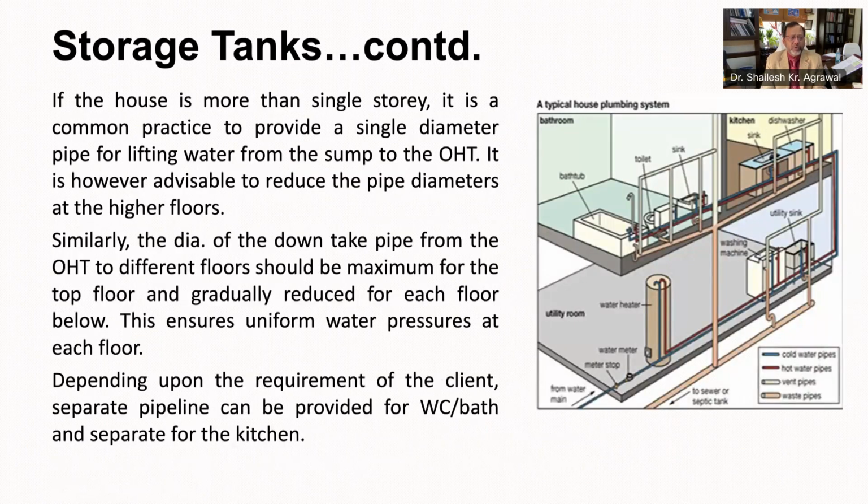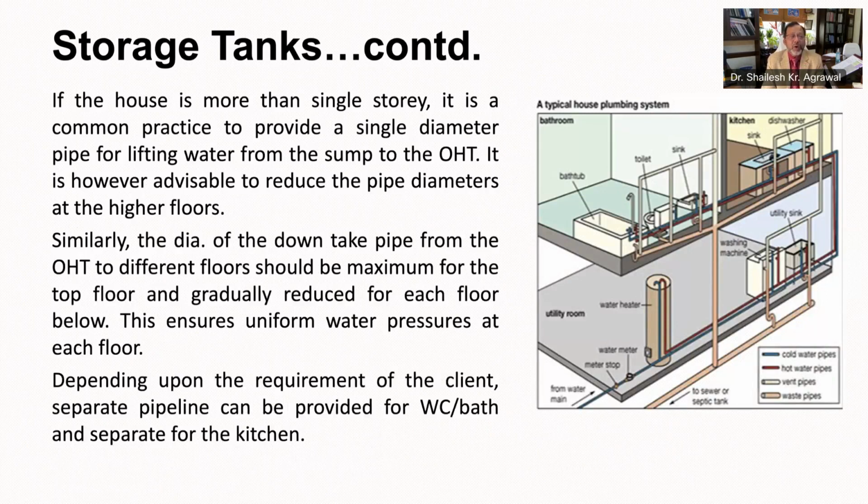If the house is more than a single story, it is common practice to provide a single diameter pipe for lifting water from the sump to the OHT. It is, however, advisable to reduce the pipe diameters at higher floors. Similarly, the diameter of the downtake pipe from OHT to different floors should be maximum for the top floor and gradually reduced to each floor below. This ensures uniform water pressures at each floor.